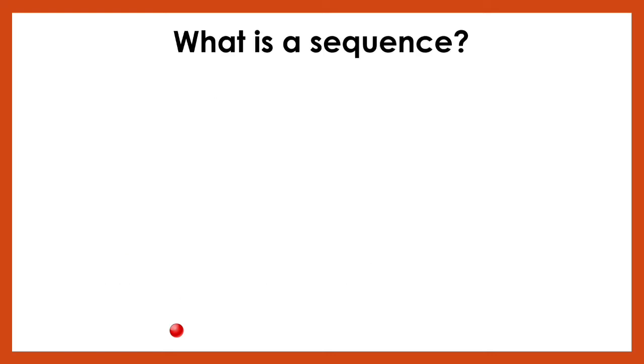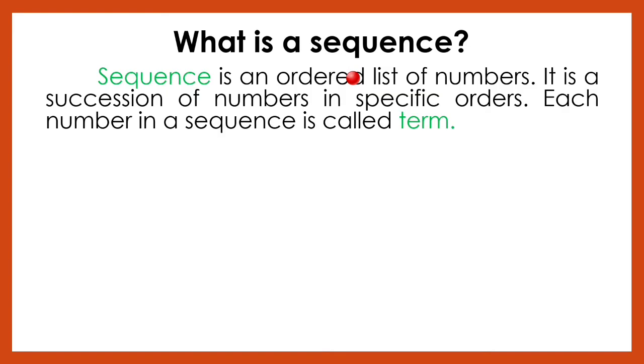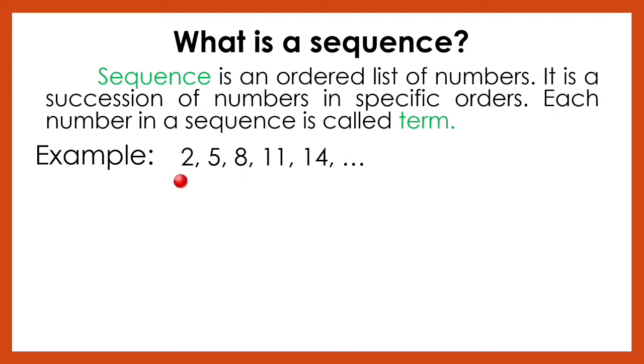Next, what is a sequence? Sequence is an ordered list of numbers. It is a succession of numbers in specific orders. Each number in a sequence is called term. Example of a sequence is 2, 5, 8, 11, 14, and so on.